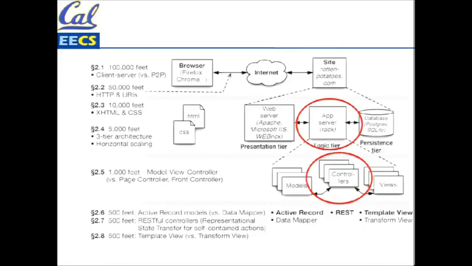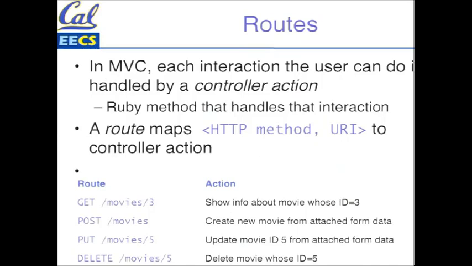So let's talk about routes first. This is a simple concept, but it's an important one. Because in a model view controller app on the web, since each interaction the user can do has to be handled by some controller action, we need a way to figure out, for an incoming URI, what controller action is going to take care of that. Now, in the Rails world, a controller action is just a method in a file somewhere. So really, given a URI coming in from somebody's browser, how do we figure out what file and what method is going to ultimately handle whatever the user wanted to do?